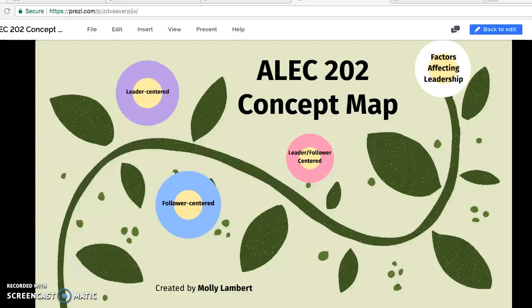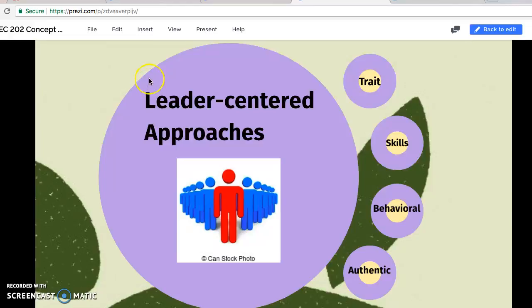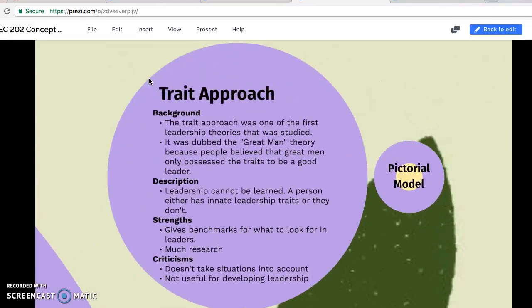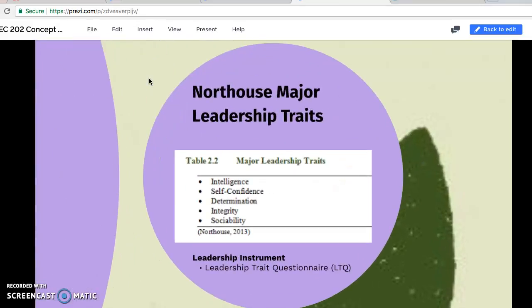First are the leader-centered theories. For each theory, I describe the theory and then show a pictorial model for it. So the trait approach was one of the first leadership theories that was studied, called the great man approach, because it said that leadership cannot be learned. Only great people possess the innate leadership traits needed for being a good leader. This is the pictorial model that shows the major leadership traits outlined by this theory.